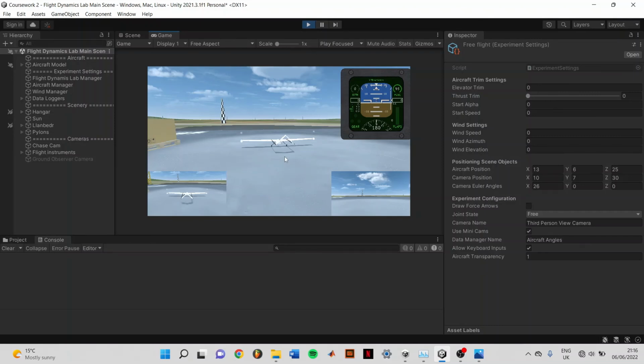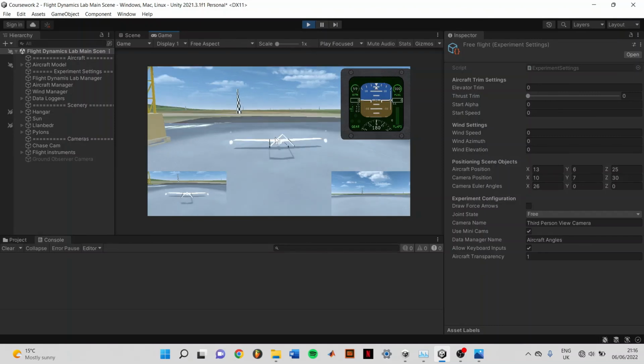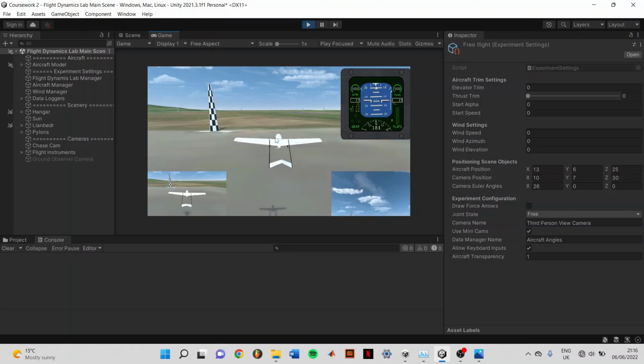This video here demonstrates the minimum unstick speed for the albatross. It was found that the minimum unstick speed for the albatross was 17 knots.